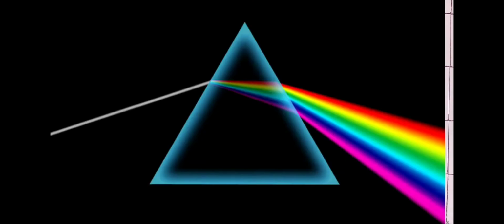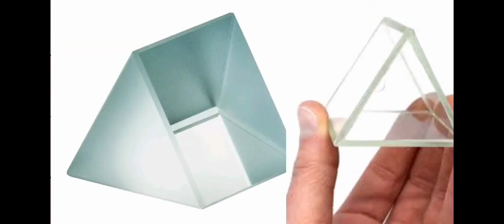Now, what is dispersion? Dispersion simply means the splitting of light into different colors as it passes through a glass prism. Now, the glass prism almost has nothing to do with the dispersion. It is the light itself that causes this dispersion. But the glass prism is just used as a medium to make this dispersion happen.